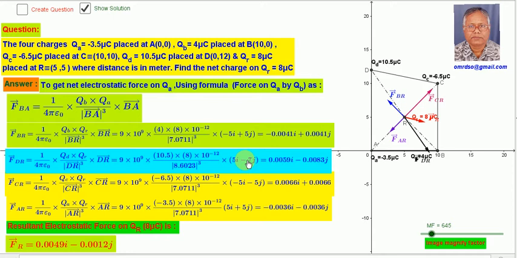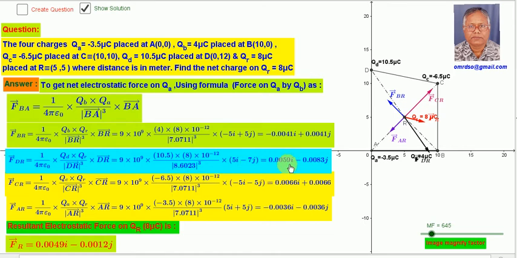You must be knowing how you can get vector DR. The vector joining points (x1, y1) and (x2, y2) is given as (x2 minus x1) i plus (y2 minus y1) j. The same formula I have used here. So this gives you this result.